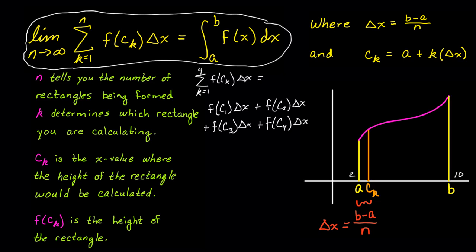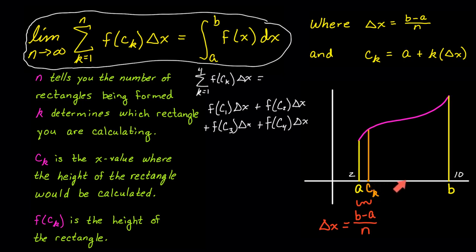Well, C sub K, how do we find this value now? Like we said, we would take 10 minus 2 and then divide by N. That gives us delta X. So to find out where this first line is going to be located, we would take the A value and add the delta X to that. And that would give us the location for the first one.